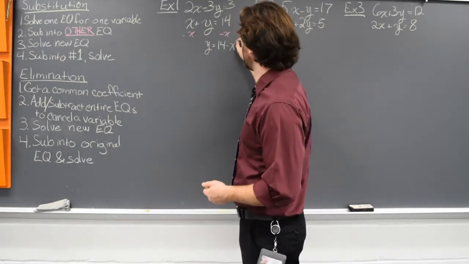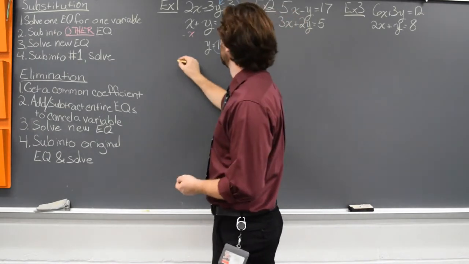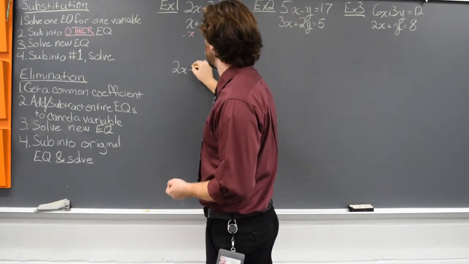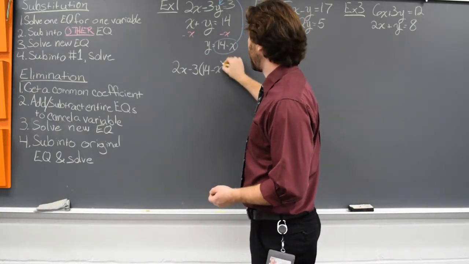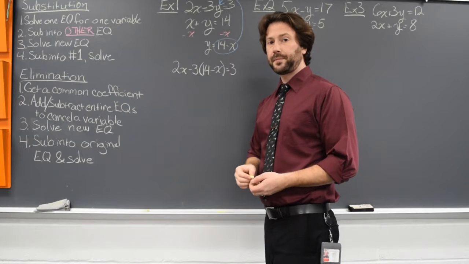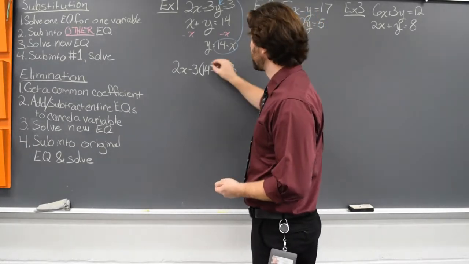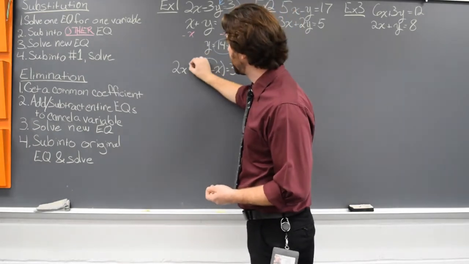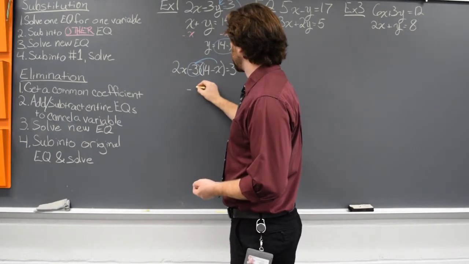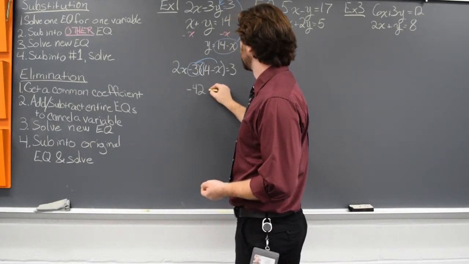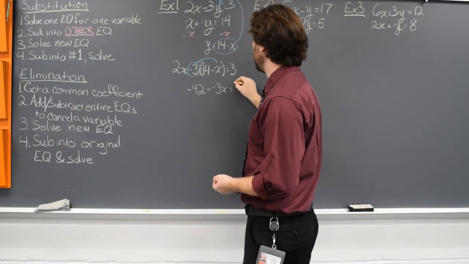Now, I'm going to take what y is equal to and put it in place of y in the other equation. So I'll have 2x minus 3 times, instead of y, I'm going to put 14 minus x, still equal to 3. Okay, now I'm going to have the equation that's all in x, and I'm going to solve it for x. So I'll start by distributing that negative 3. Don't lose sight of that. It is a negative 3 getting distributed. So negative 3 times 14 is going to be negative 42, minus negative 3 times x is negative 3x, equals 3.